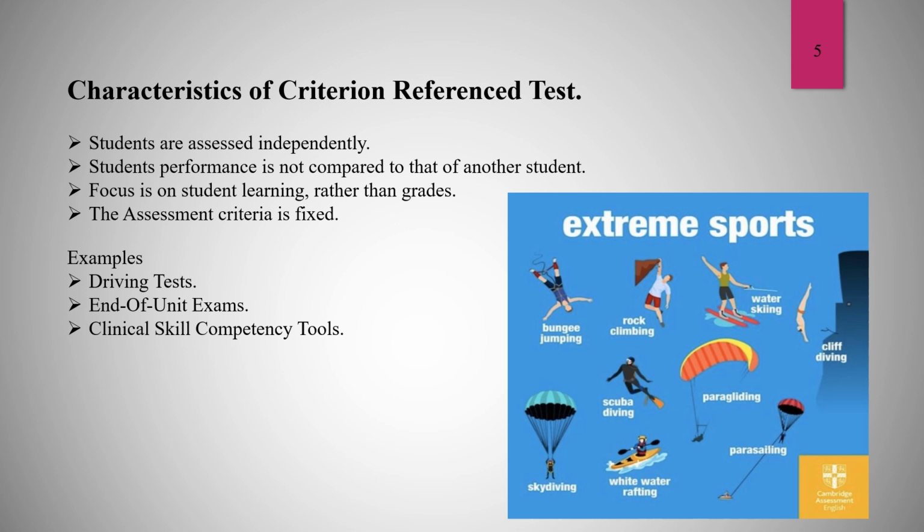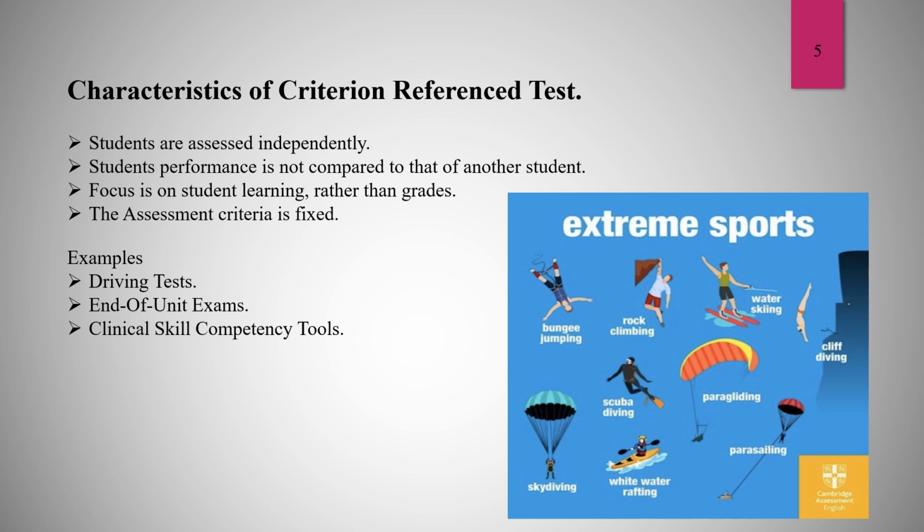One more example I would like to give you is about attaining a driving license. Okay, so if I want to get the driving license, I have to pass certain tests which are already predetermined. If I'm passing those tests, then I will get a driving license or a learning license. So here basically what I want to say is the criterion is already fixed. Now examples are like driving test, end of unit exams, clinical skill competency tools, etc.